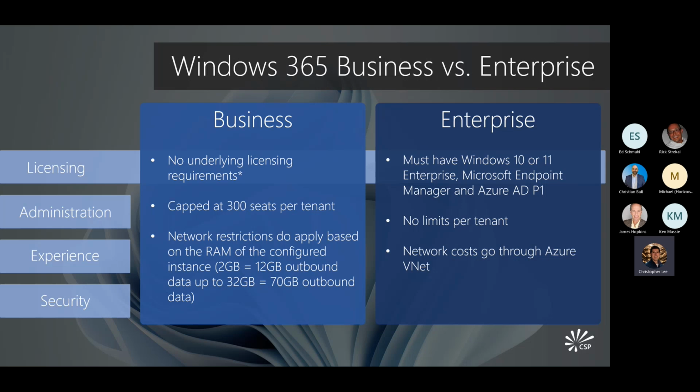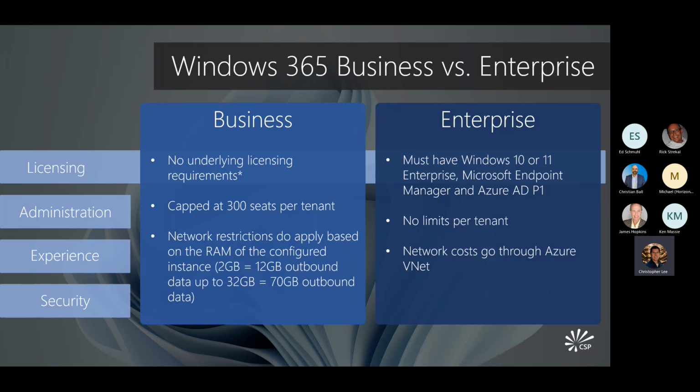On the enterprise side, we have some steeper requirements. This is odd: Windows 365 Enterprise does not come with the Windows license. You have to have a Windows license, and that's going to be either through a Windows 10 or Windows 11 Enterprise E3 license or through one of the M365 licenses, an F3 or above. But you also need some security licenses. You have to have Intune, and you have to have Azure AD Premium 1. And this is because of the way these devices are provisioned, and I'll show you this in the demo.